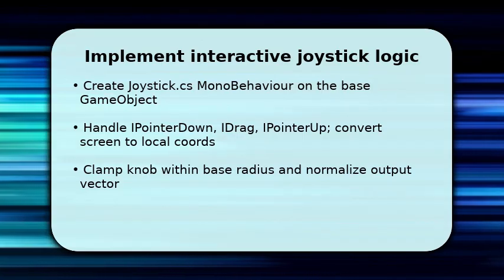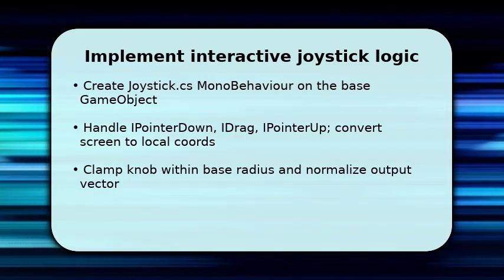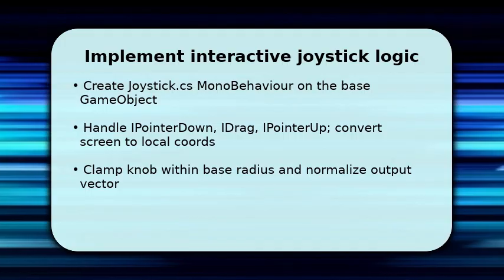Compute a delta from the base center, clamp the vector to the base radius so the knob never leaves its circle, and set the knob RectTransform anchored position accordingly. Normalize that clamped vector to expose a usable 2D input value for movement or aiming.